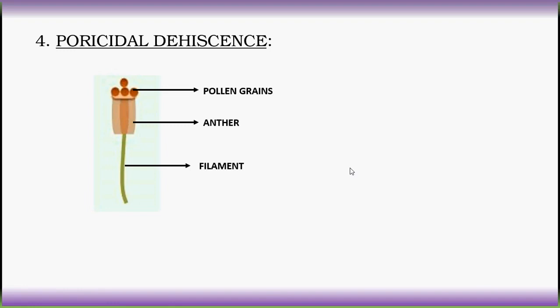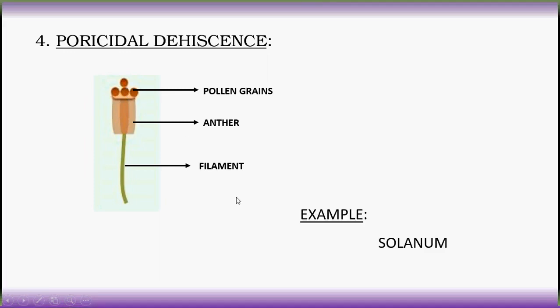Poricidal dehiscence. In this, the anterior region or tip region of the anther splits like a pore and releases the pollen grains. And this we can find in Solanum.